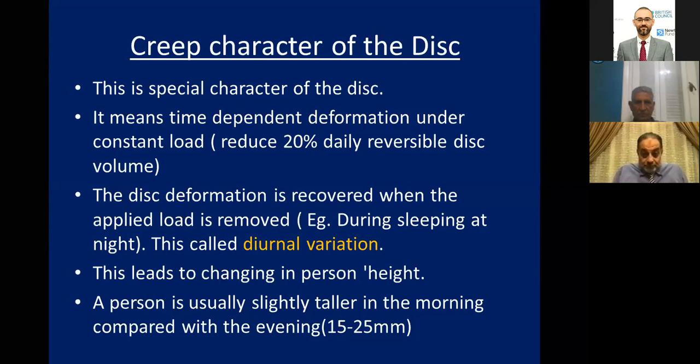This is called diurnal variation. This diurnal variation leads to a change in a person's height. So a person is usually slightly taller in the morning compared with the evening. In the evening, we are shorter. In the morning, we are about 15 to 25 millimeters longer when we stand up.